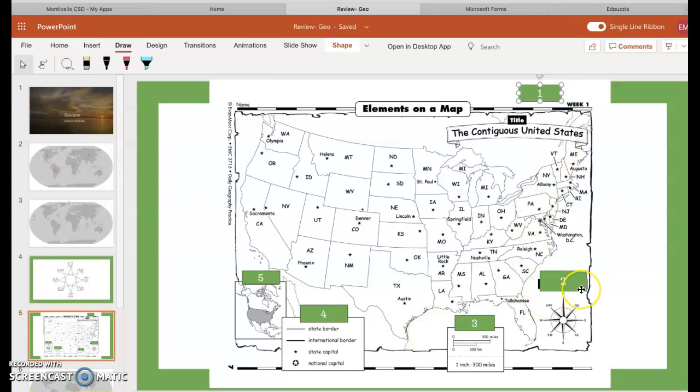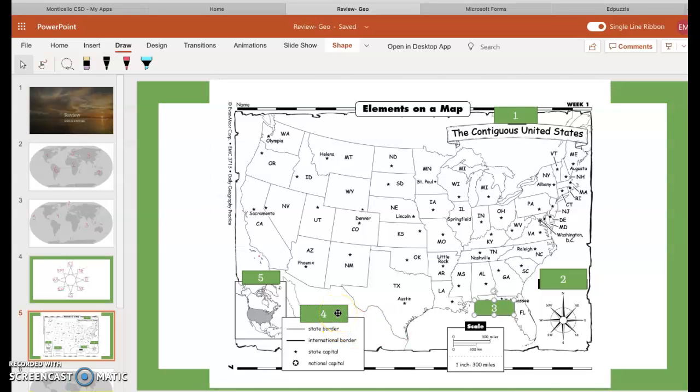Number 2, we just reviewed this. This is our compass rose. Number 3, this helps you determine distance. This is our scale.